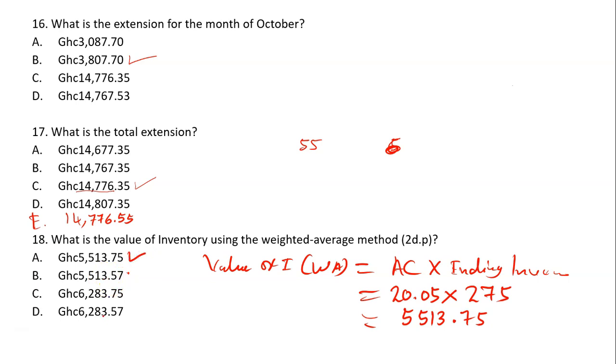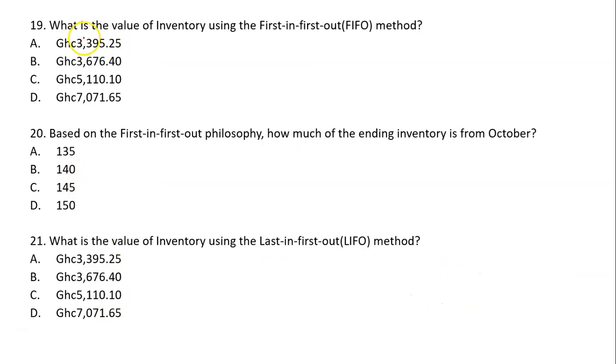So let's proceed to the next question. Question 19 says, what is the value of inventory using the first in, first out, that is FIFO method? Please be very careful with this FIFO and LIFO. Okay, let's analyze it properly. Let's go back to the table.